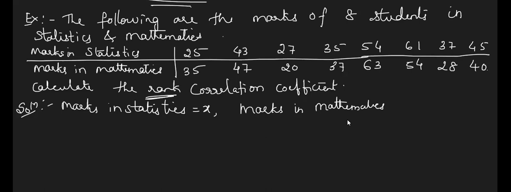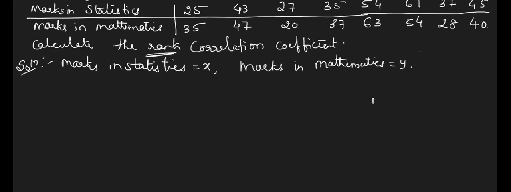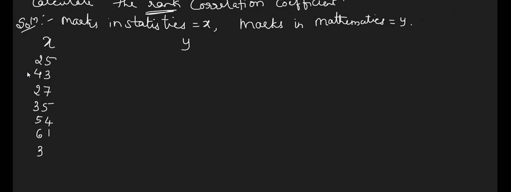These type of examples are important because this is a new concept introduced, so they may ask a problem related to this. So let us write a value for x, leave some space and write it for the value for y. We want to fit it something over here. So x is nothing but marks in statistics, that is 25, 43, 27, 35, 35, 54, 61, 37 and 45. Correct? 37 and 45. These are the given marks.